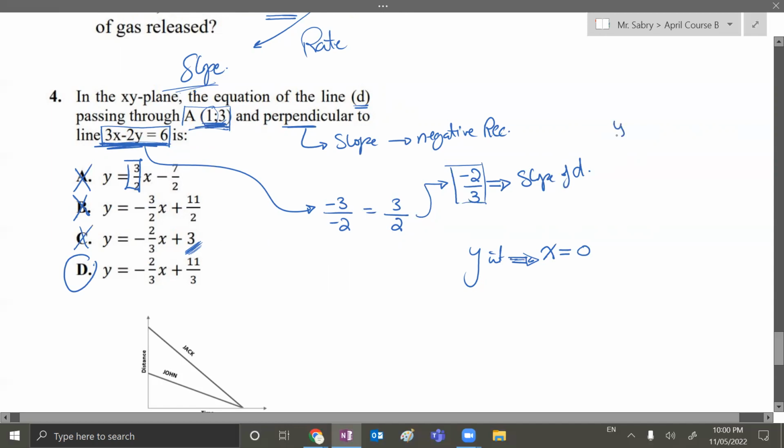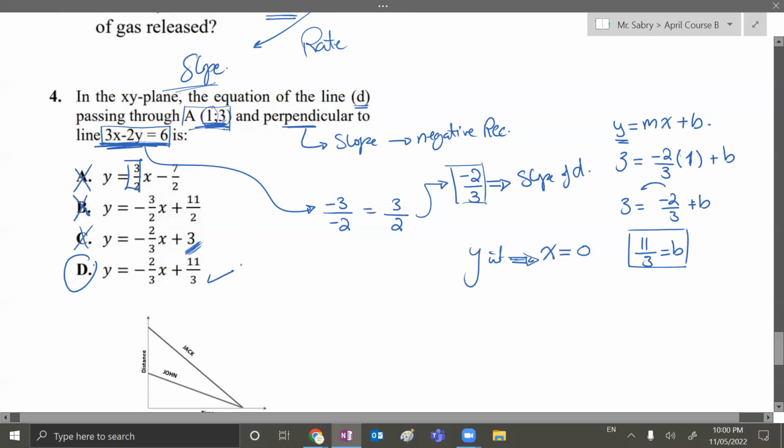You'll say that I'm supposed to have the equation written in this form, y equals mx plus b. Instead of y, I'll put the y of the point, which is 3. Instead of m, I'll put the slope I got, which is negative 2 over 3. Instead of x, I'll put the x I was given, which is 1, plus b. This will get me 3 equals negative 2 over 3 plus b. Negative 2 over 3 goes to the other side with a plus, so 11/3 equals b. So I know now the y-intercept, so I know that definitely D is the correct answer.